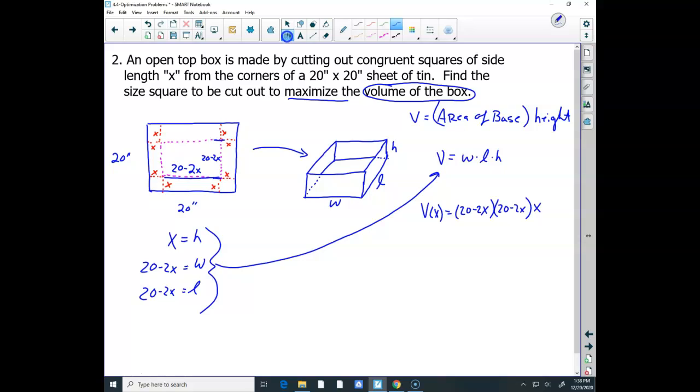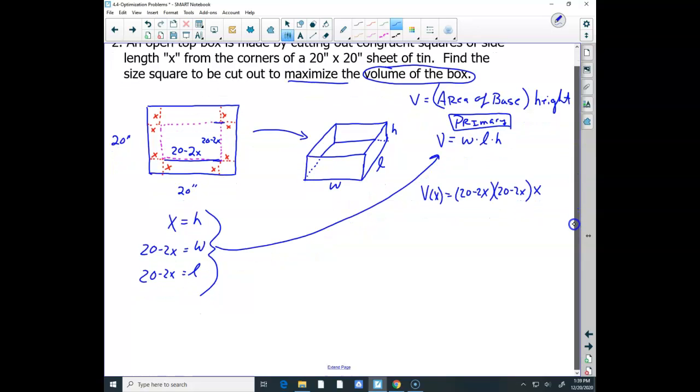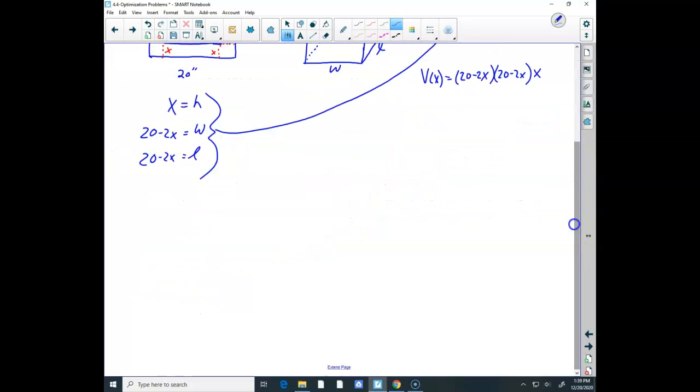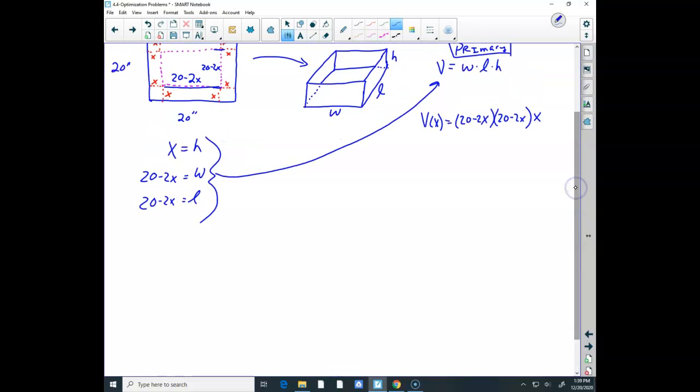So what we need to do is, I have my volume function here now, and I want to take the derivative of my volume. This is my primary equation, and that's what we want to maximize or minimize. Well, boy, that's a triple product. So what I'm going to try to do is redefine my volume a little bit so it's a skosh nicer.